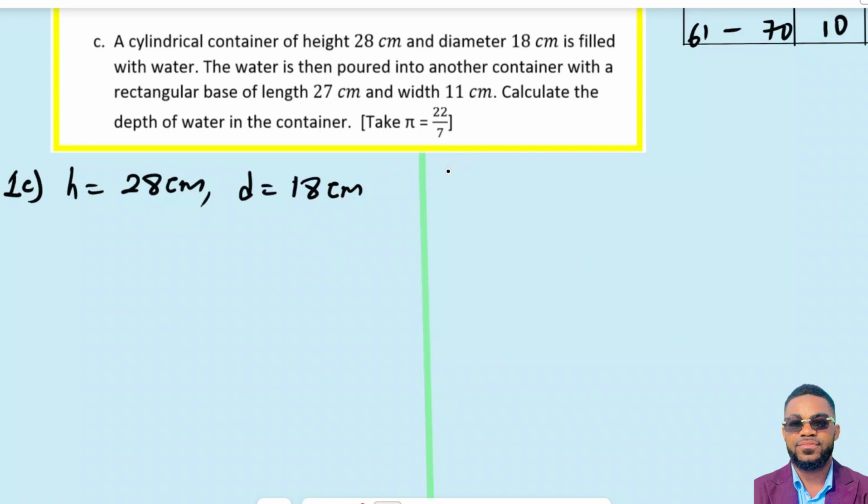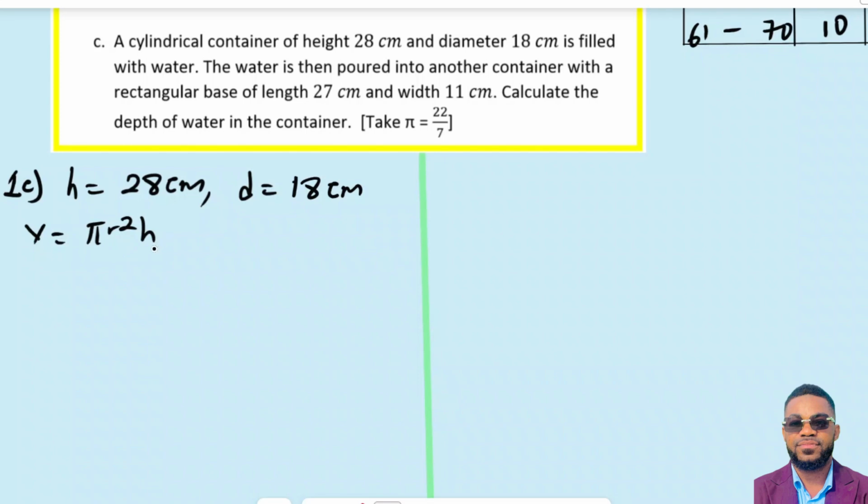First of all, we have to know the volume of water in a cylinder. That's very simple. You just have to get your formula, and the formula is volume of a cylinder is equal to pi r squared h. That's the area of a circle, or the circular base, times the height of the cylinder. So you just have to know this formula, pi r squared h.